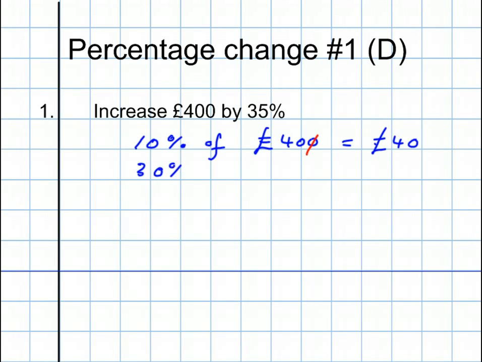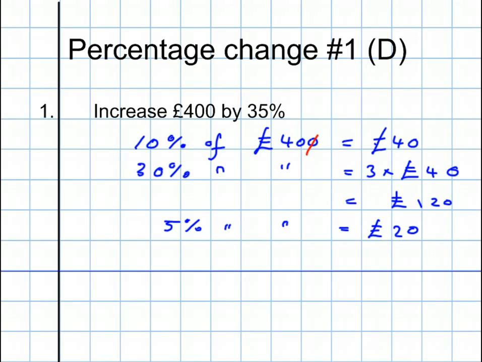So what's 30%? I use ditto marks. Well, that's 3 lots of 40, which is £120. We've still got a 5 here, haven't we? So we've got to find what 5% is. If 10% of 400 is 40, 5% of 400 is half of that, 20. So what's 35% of 400? Well, it's going to be the 5%, that's the £20, added to the 30%, which is 120, which is £140.